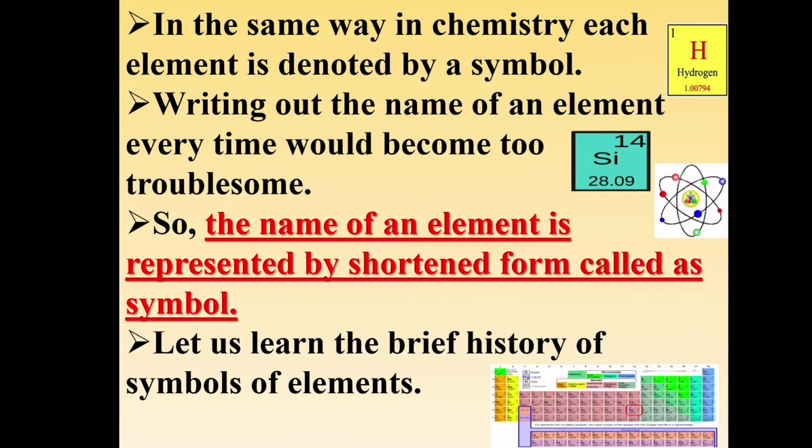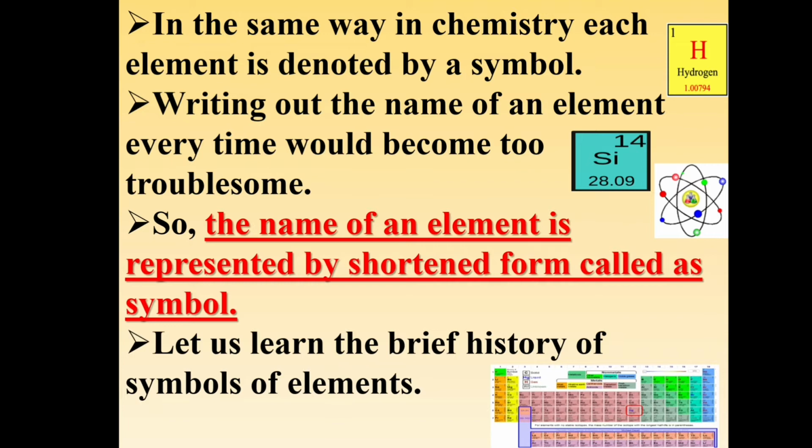In the same way, in chemistry, each element is denoted by a symbol. Writing out the name of an element every time would become too troublesome, so the name of an element is represented by a shortened form called a symbol. Let us learn the brief history of symbols of elements.